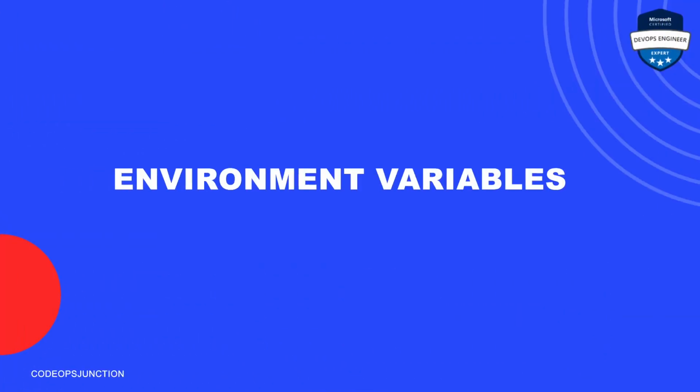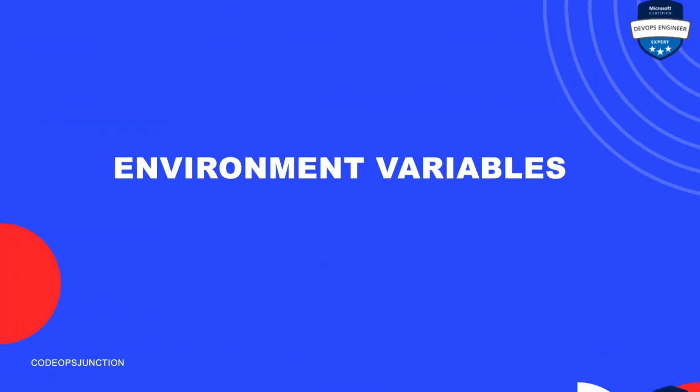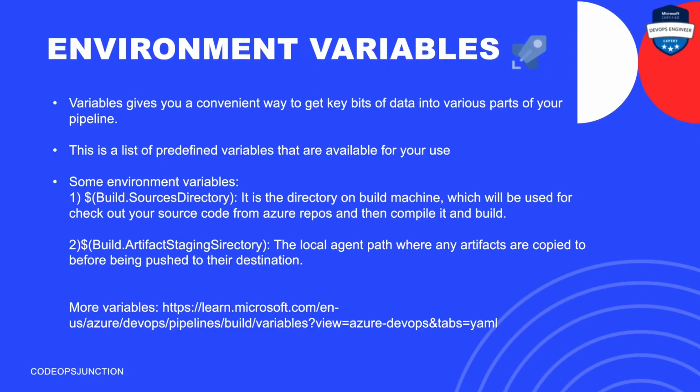Now we will see the environment variables. Variables give you a convenient way to get key bits of data into various parts of your pipeline. This is the list of predefined variables that are available for your use. Some environment variables, you can see the first one is Build.SourcesDirectory.